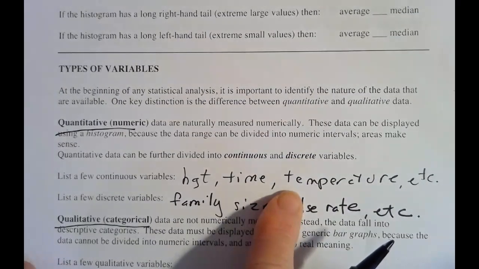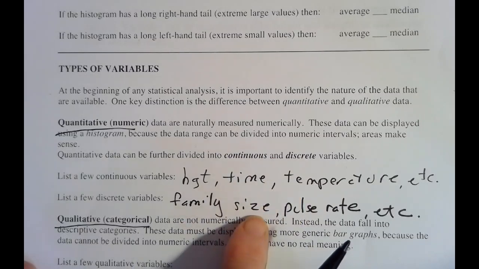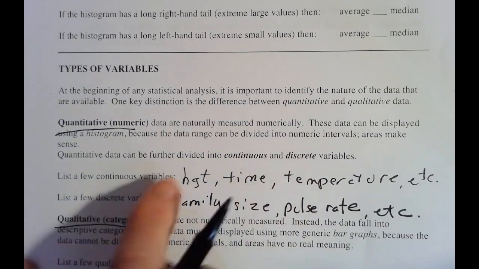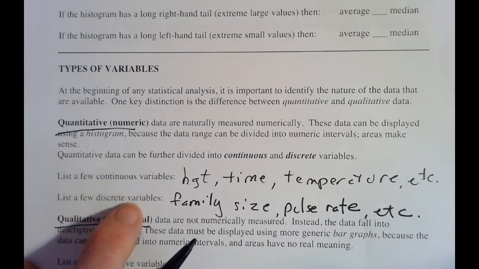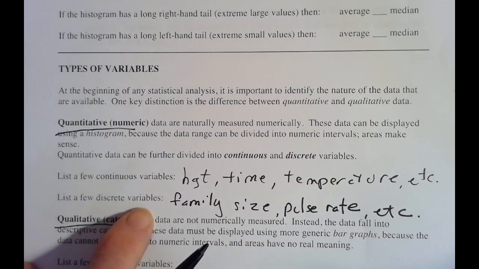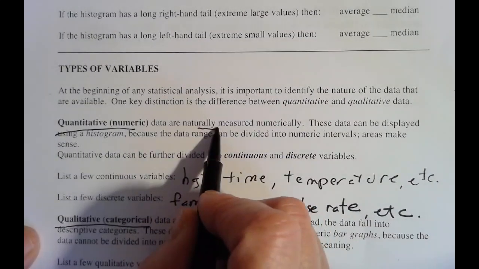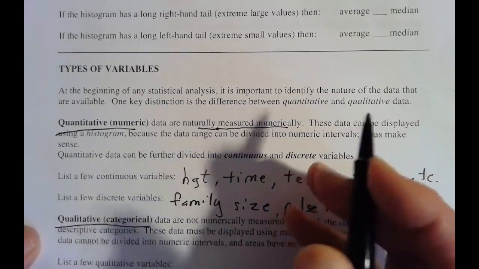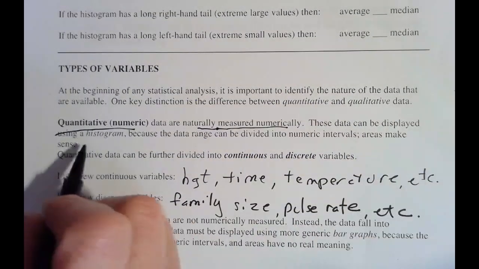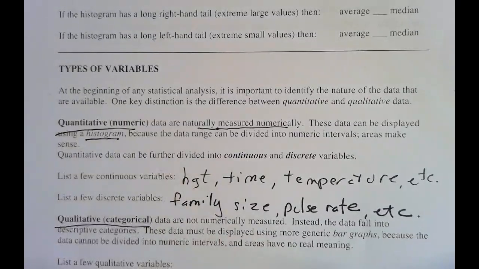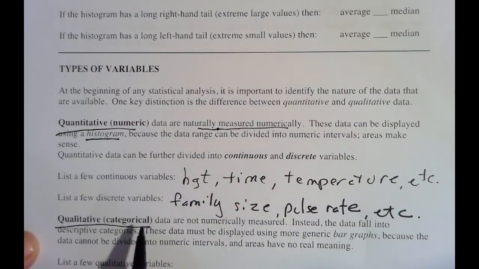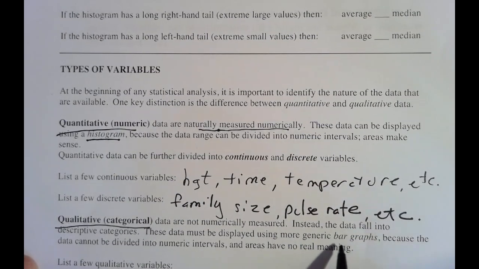Now, of course, you can change these continuous variables into discrete ones by rounding. But this is the basic idea. Quantitative variables, characteristics that are naturally measured numerically, of course, can be displayed best with histograms. Whereas ones that just have categories, where there's no meaning to the x-axis, they're just categories, are best displayed by bar graphs.